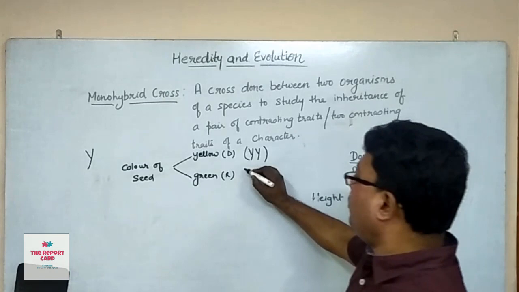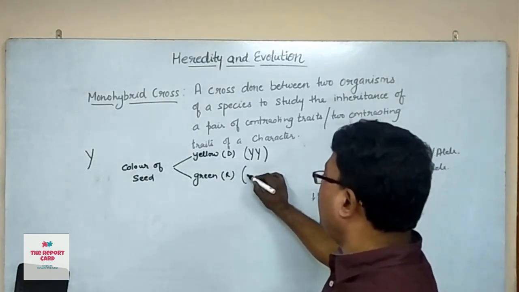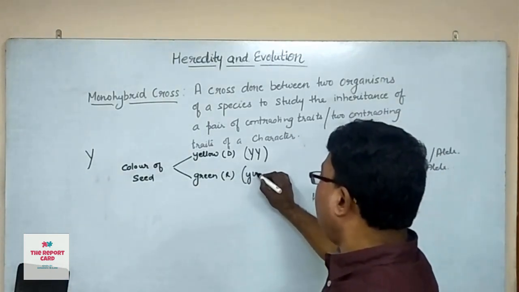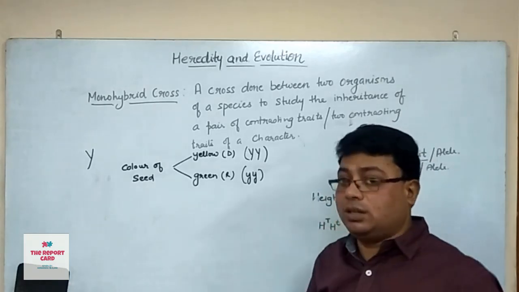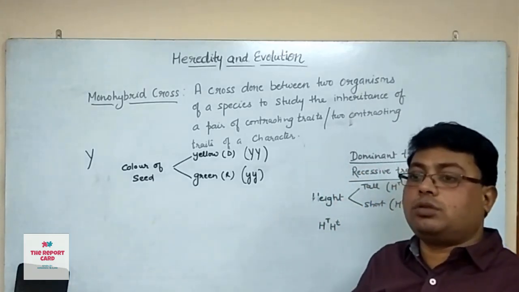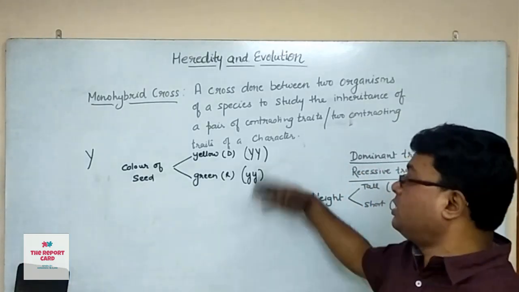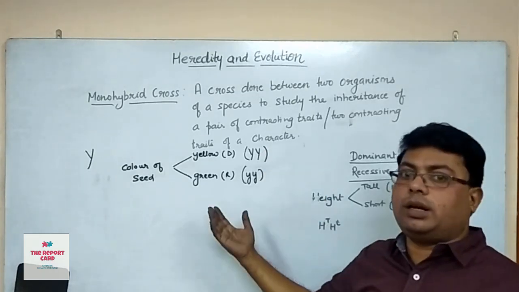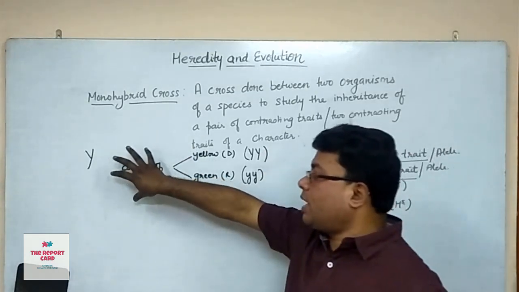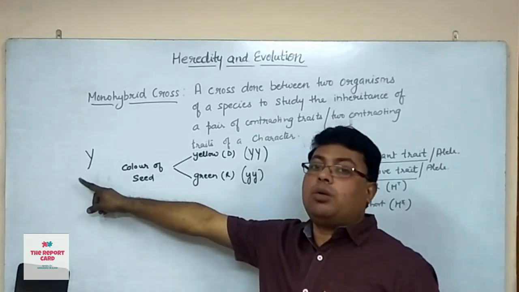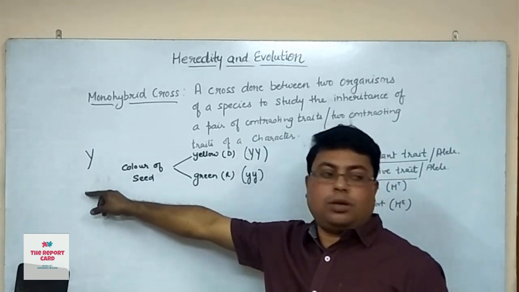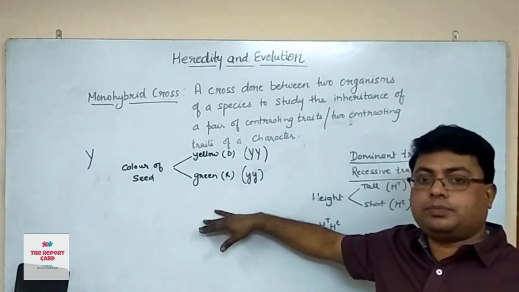And how are we going to represent green? It will be small y. So we will not use G. Don't get confused. Don't write G over here, because G means it's going to be another letter. For a particular character, there should be only one alphabet. I hope it is very clear to everyone.